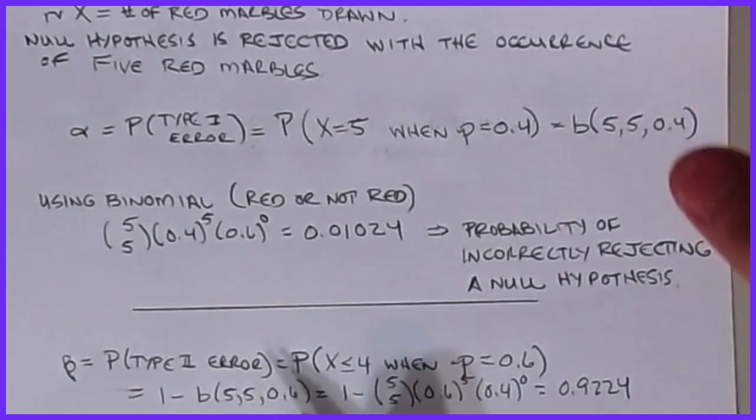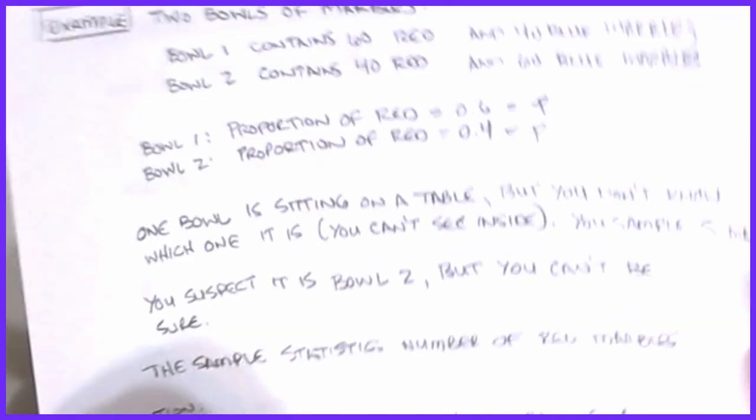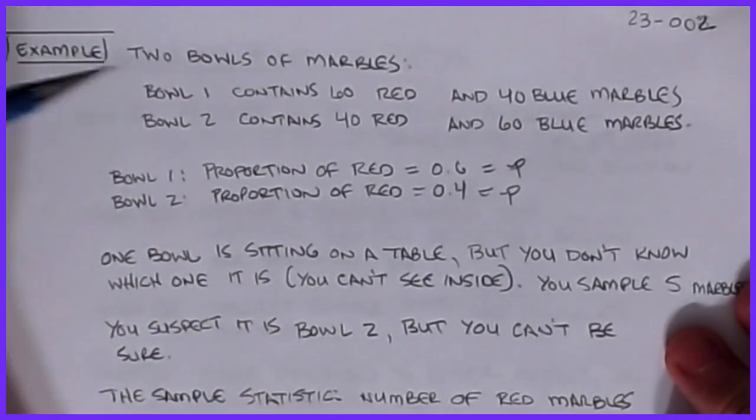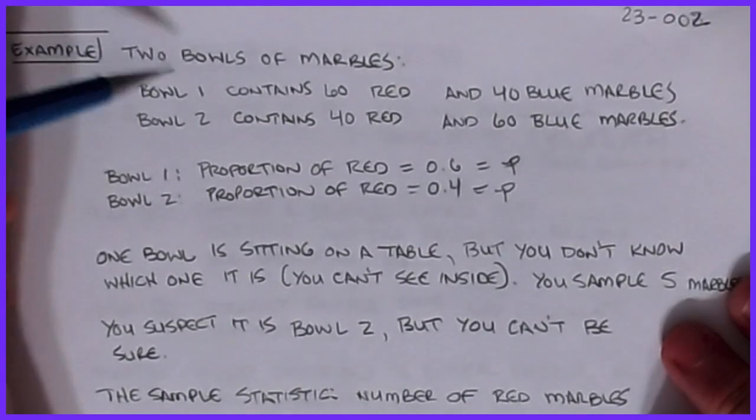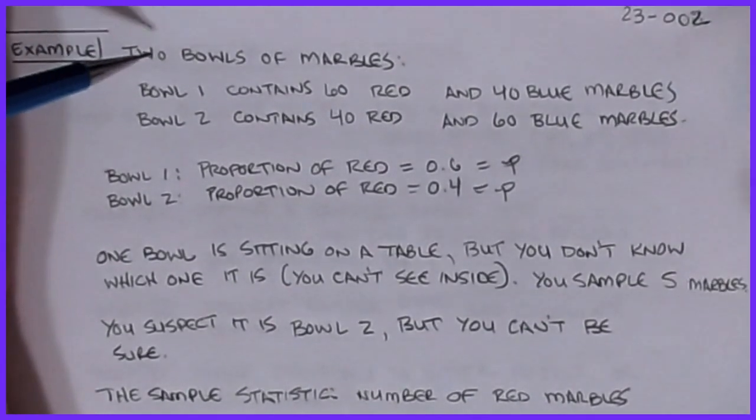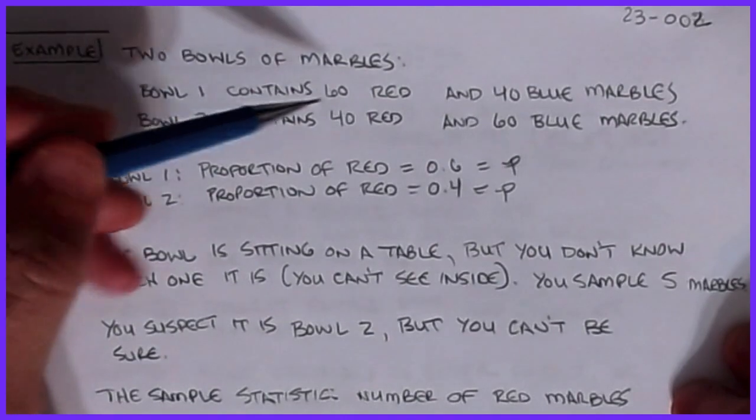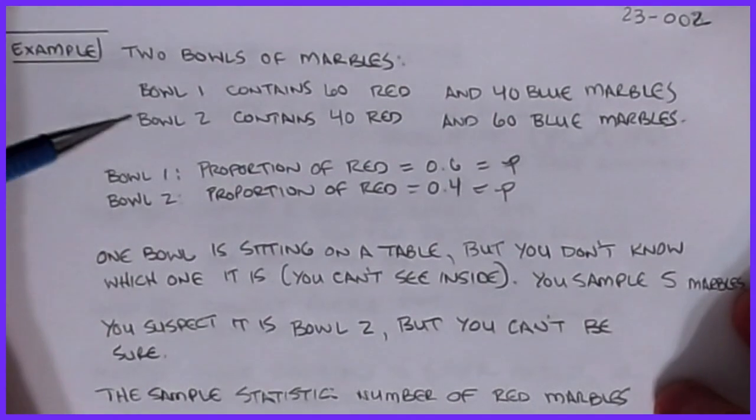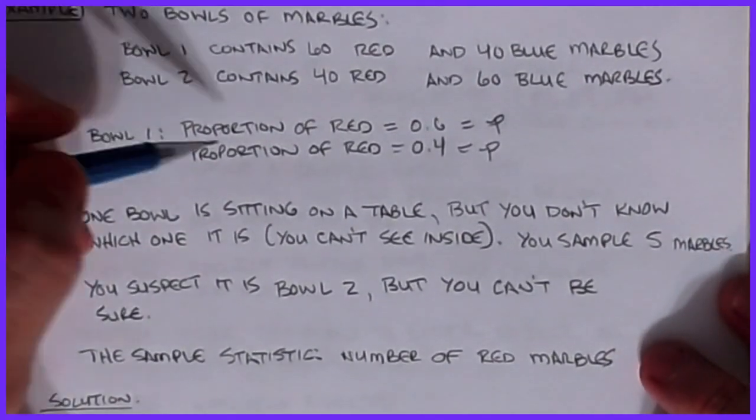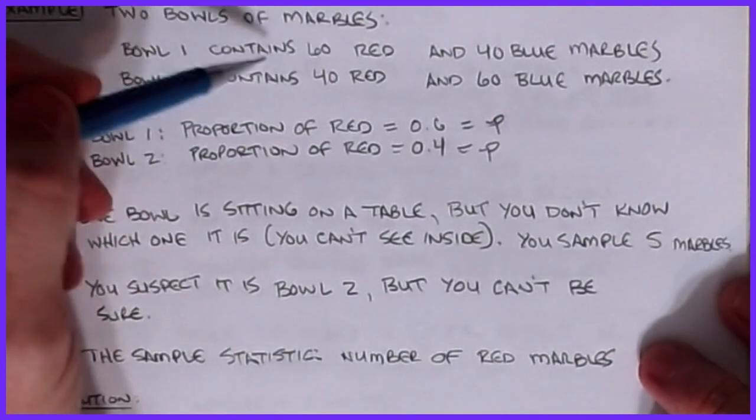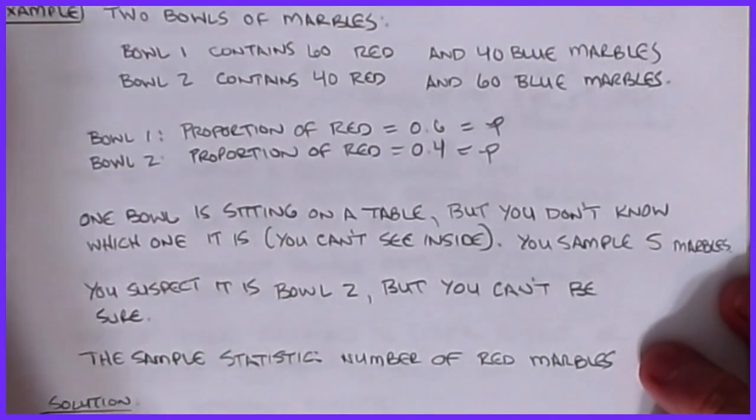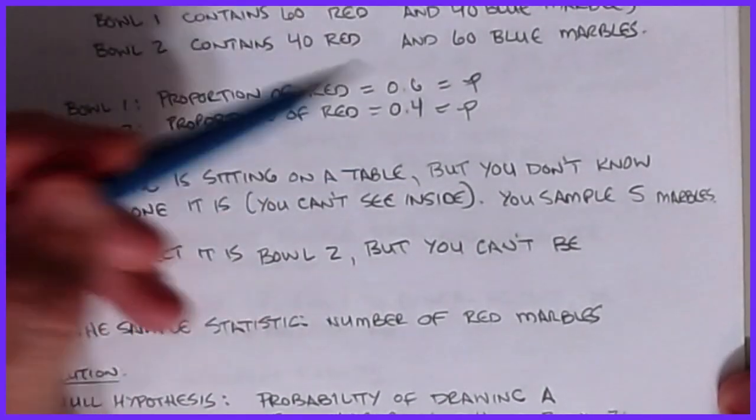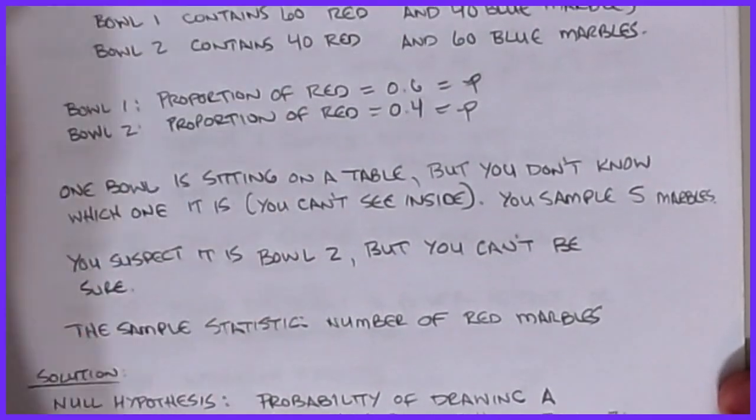So let's set up an example to explain these errors. What I've got here is an example that involves two bowls of marbles. The bowls are identical. They look exactly the same, with no distinguishing characteristics. Bowl 1 contains 60 red marbles and 40 blue, and bowl 2 contains 40 red and 60 blue. So we can compute the proportion of red in bowl 1 as 60 over 100, 0.6, or 60%. In bowl 2, the proportion of red is 40% or 0.4, and we're going to call those our proportions, this little script P.